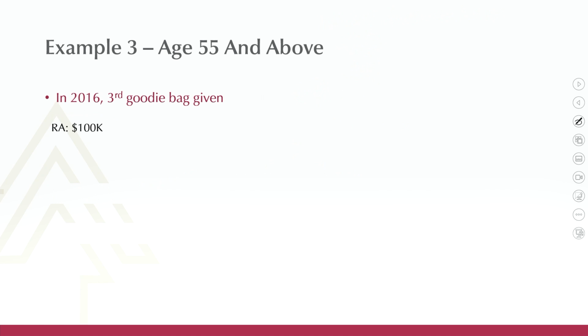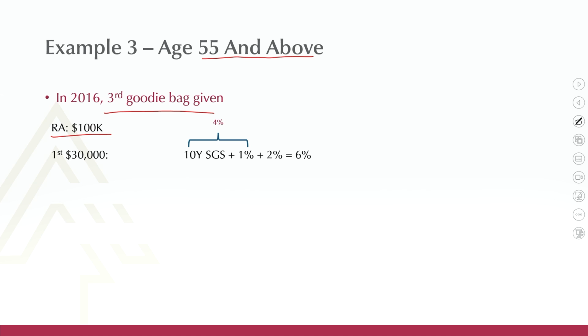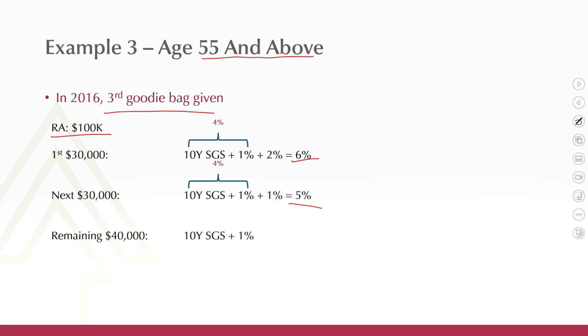In 2016, a third goodie bag was announced. This time, this goodie bag was for people aged 55 and above. Assuming there is this person who has about 100K in his RA. Of this 100K, the first 30,000 will get, of course, your usual 4% interest. But in this case, for the first 30,000, instead of just getting 1% extra interest, the balance will be getting 2% extra interest, or 6% interest. The next 30K will also get an extra 1% interest, or 5%. The remaining will be based on the 10-year SGS plus 1%, or 4% interest rate.